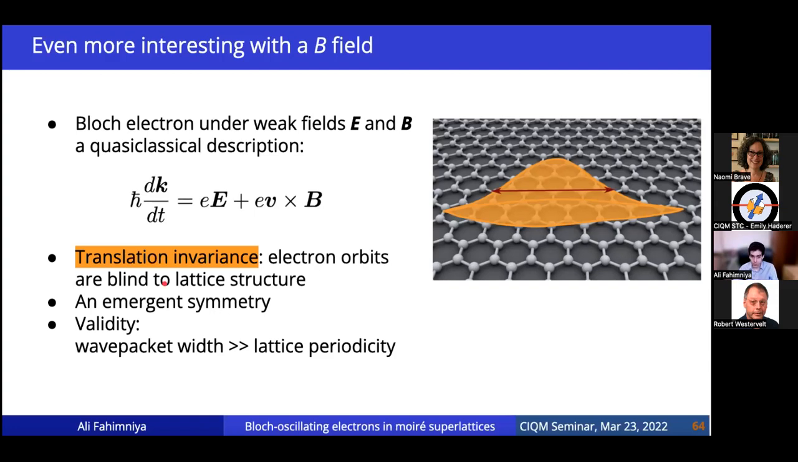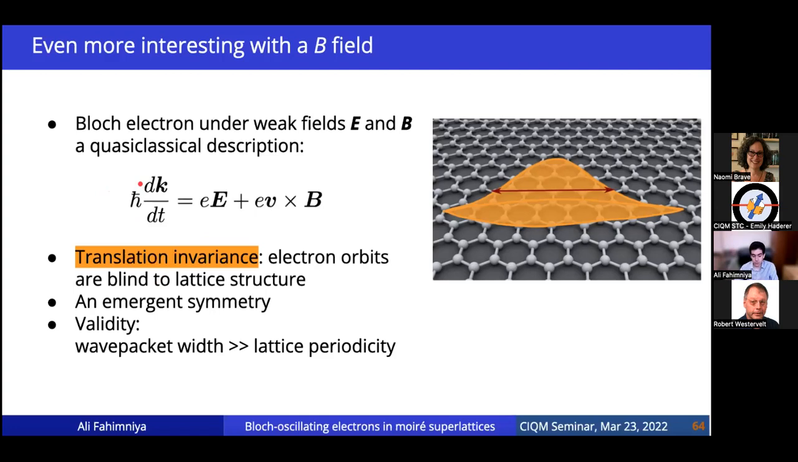And for us, in moiré superlattices that are our goal, they have large periods, but if we do the math with regard to the magnetic field, this approximation tells us that the quasi-classical equations of motion are still valid up to a few Tesla fields. Therefore, we're going to have lots of room to continue working with these quasi-classical equations of motion.